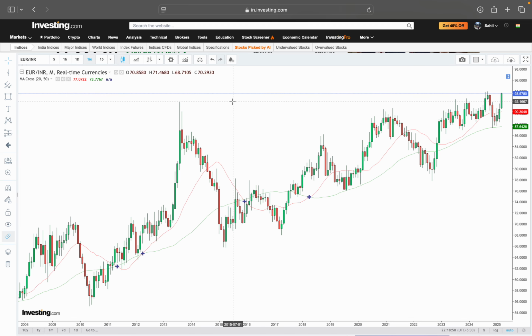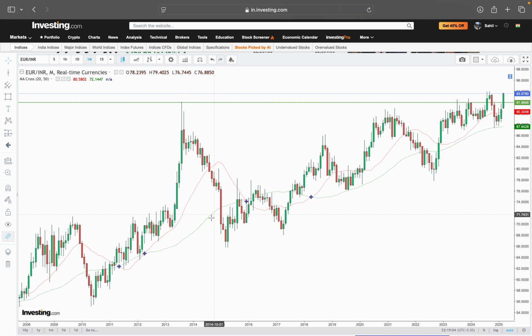And same as the British pound, we will see that the euro had created a lifetime high of 92 in 2013, and after 12 years it is now trading at 93 in 2025, a 1% increase in 10 years. Of course, it is looking like it is going to give a fresh breakout, but after 10 years of range, there is a lot of catching up for the currency to do in order to normalize with the rupee.